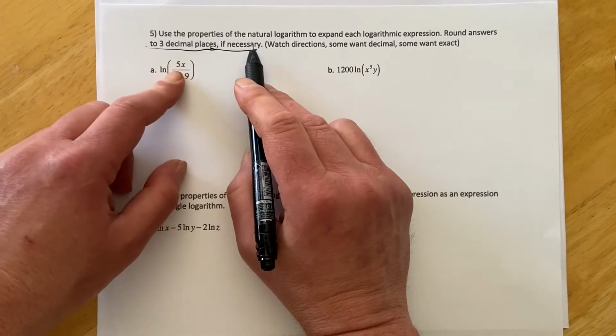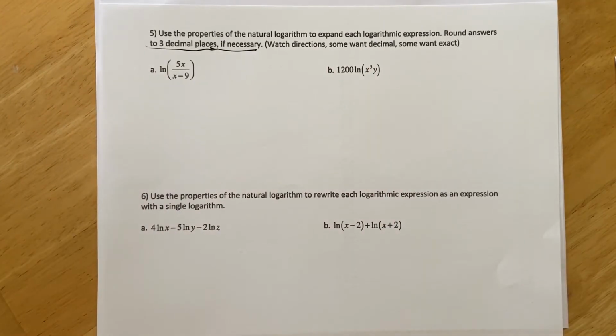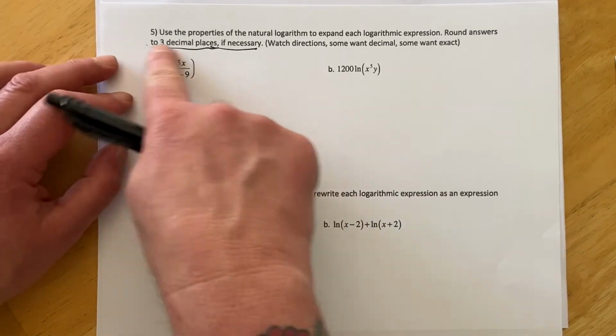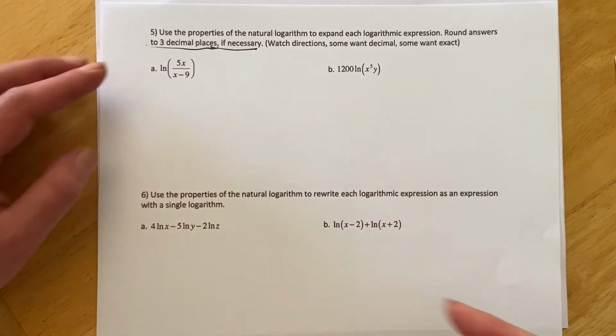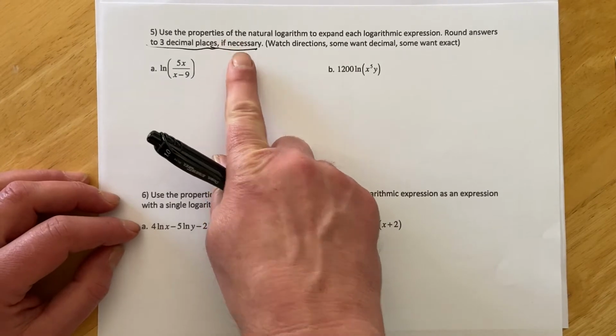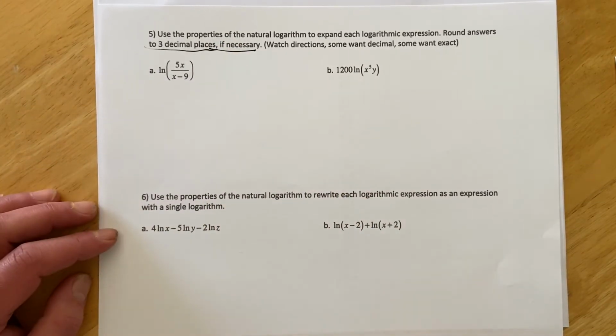Some of them are going to want you, when you have a natural log of a number, to take that, put it in a calculator, make it 3 decimals, and that's it. Other questions where they don't have that in the directions, we just want you to leave it like ln 7. They wouldn't want you to change it to a decimal. So just be a little bit careful to read directions and you'll know which ones are which.